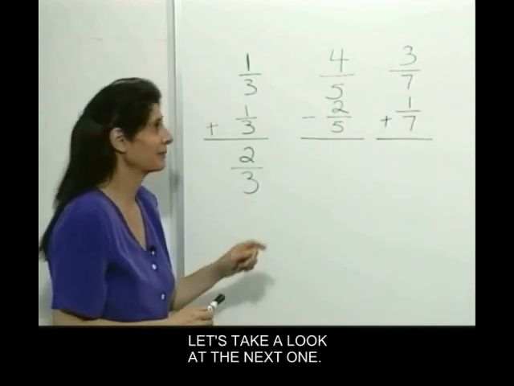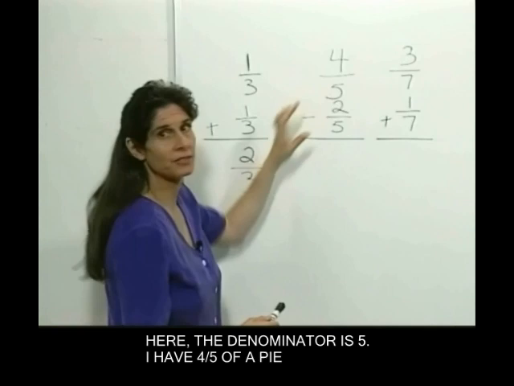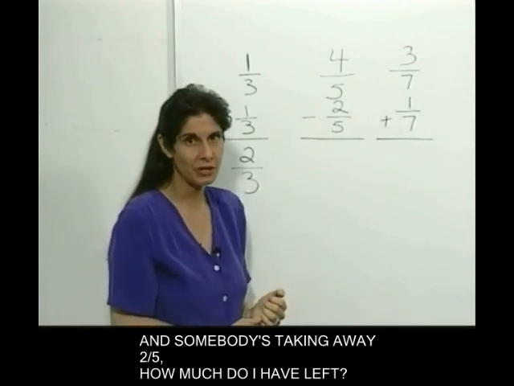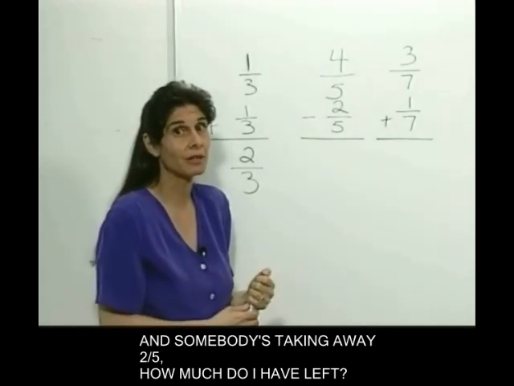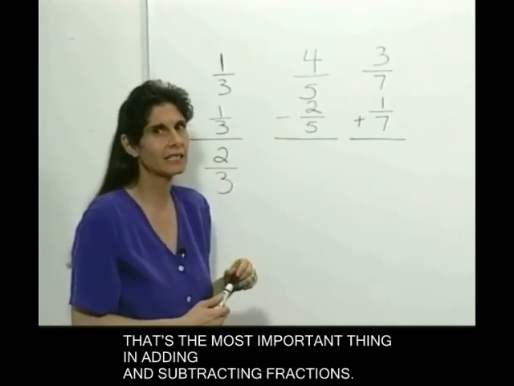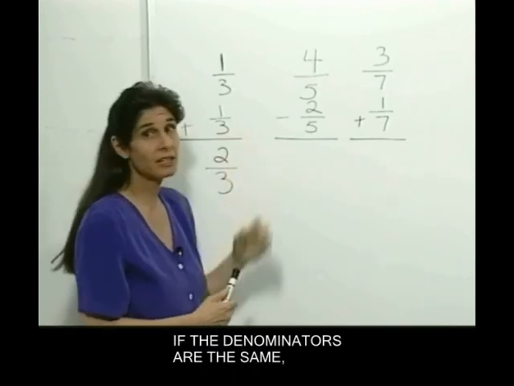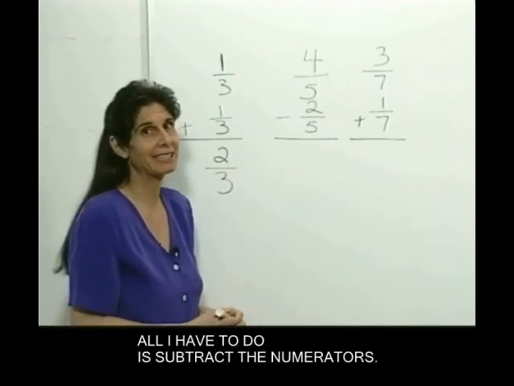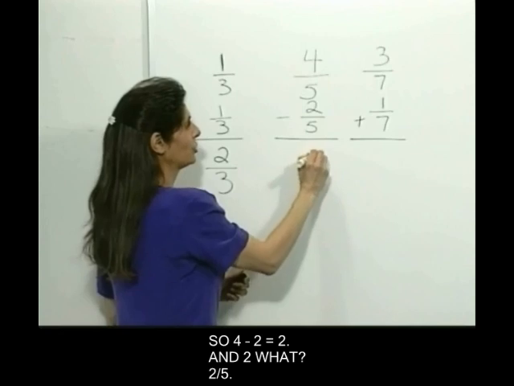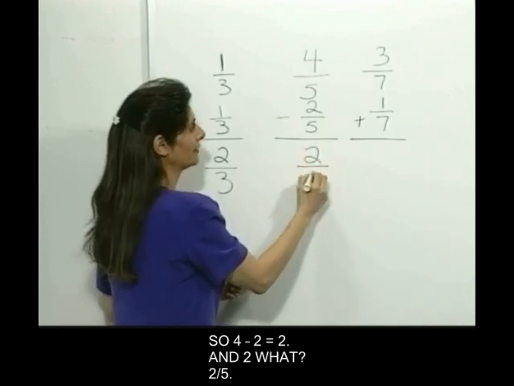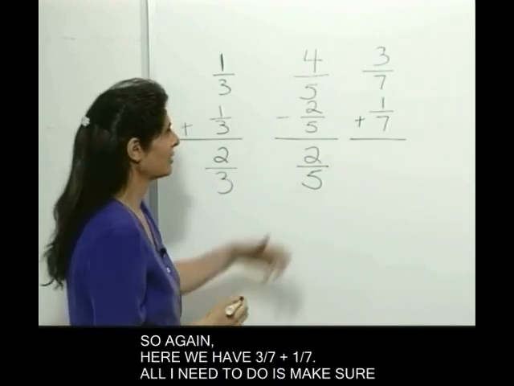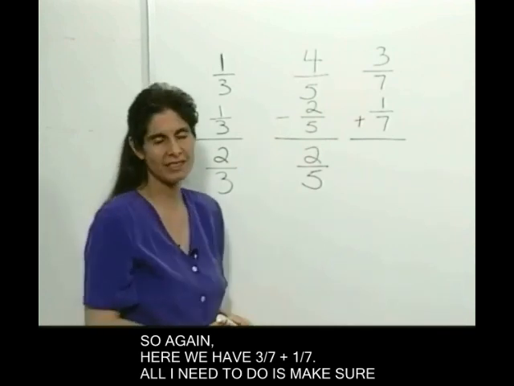Let's take a look at the next one. Here, the denominator is 5. I have 4/5 of a pie, and somebody's taking away 2/5. How much do I have left? Well, the denominators are the same. That's the most important thing in adding and subtracting fractions. If the denominators are the same, all I have to do is subtract the numerators. So 4 minus 2 is 2. And 2 what? 2/5.